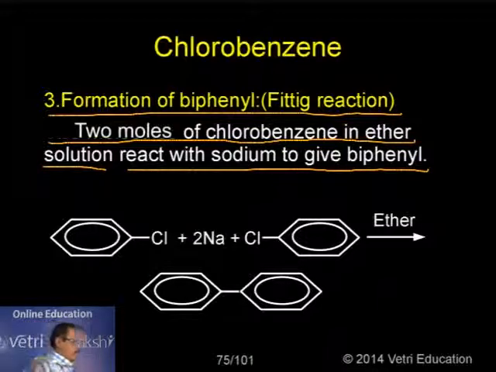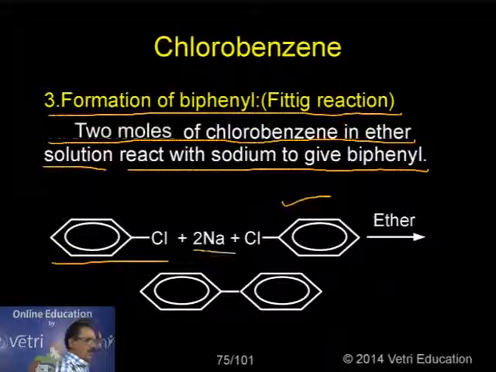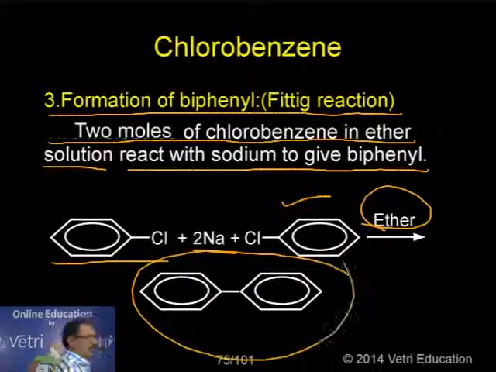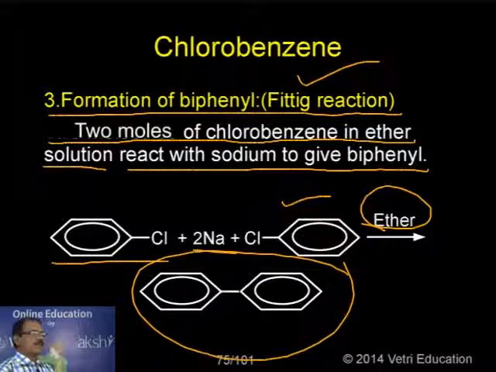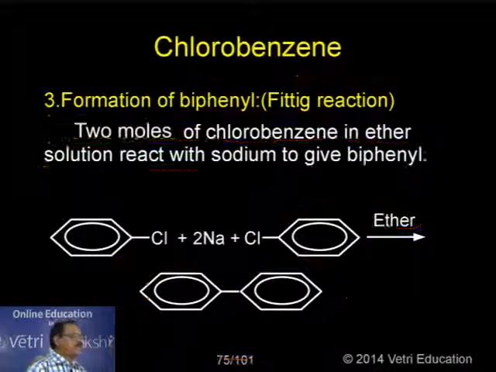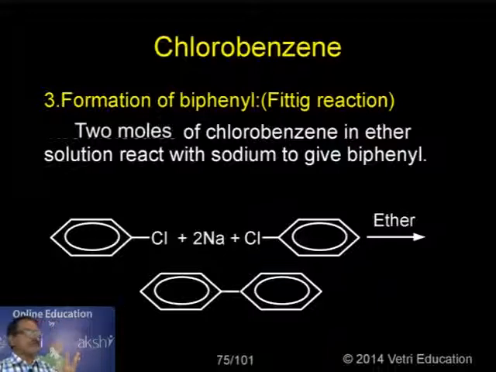For example, chlorobenzene, 2 moles, reacts with 2 moles of sodium in presence of dry ether. I am getting biphenyl. So this is the famous reaction called Fittig reaction. Can you follow? So under this we are having three: Wurtz, Wurtz-Fittig and Fittig reaction. This is the most important reaction.